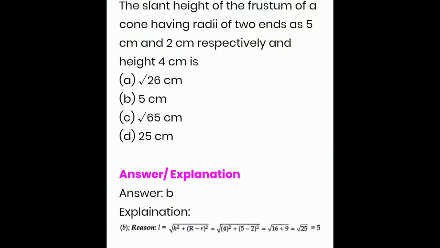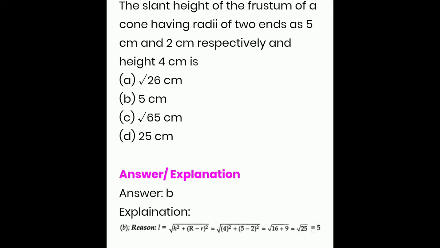If we look at the 13th question, the slant height of the frustum of a cone having radii of two ends as 5 cm and 2 cm respectively, and height 4 cm is given. Children, we know the formula for slant height: square root of h square plus (R minus r) whole square. Substitute the given values. Finally, we get 5 centimeters.